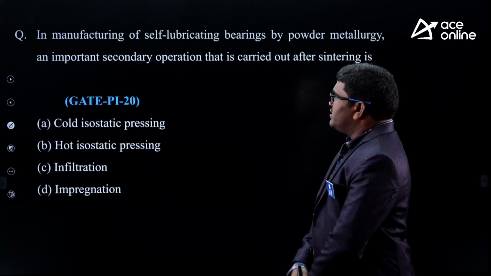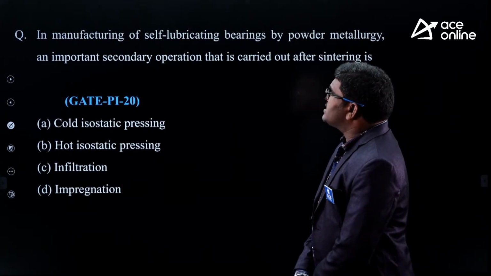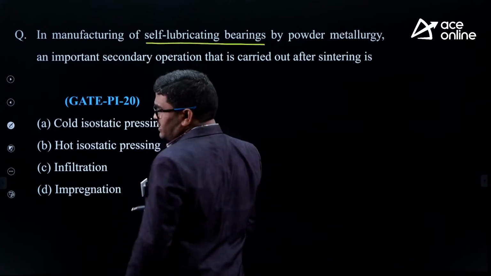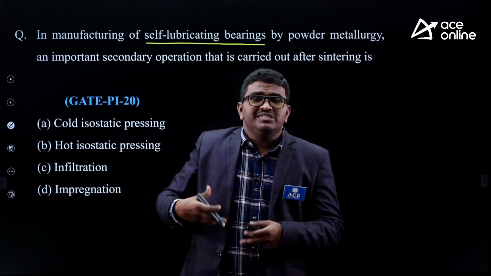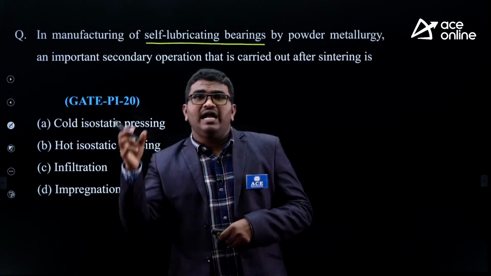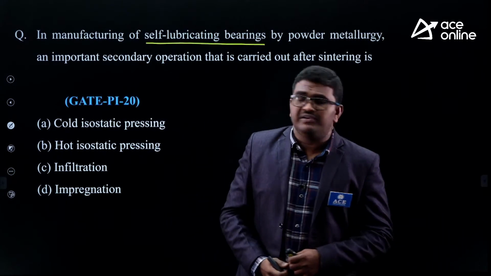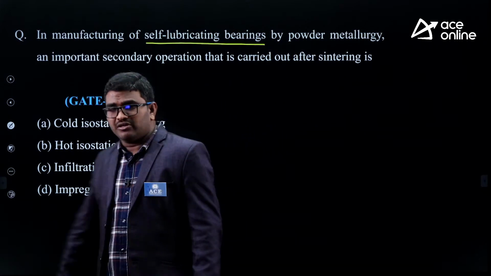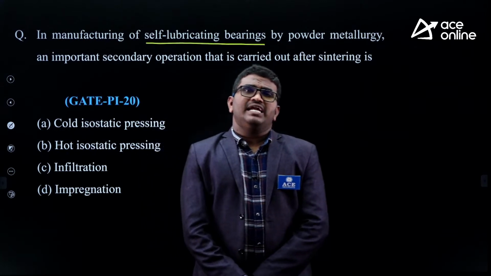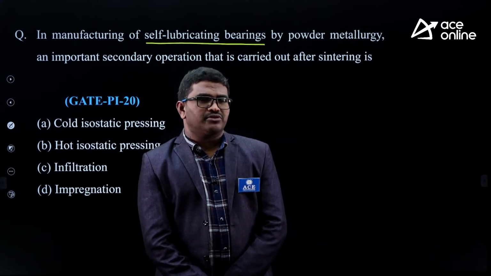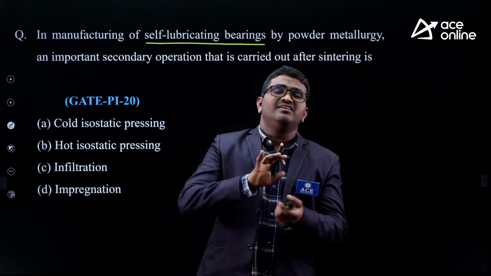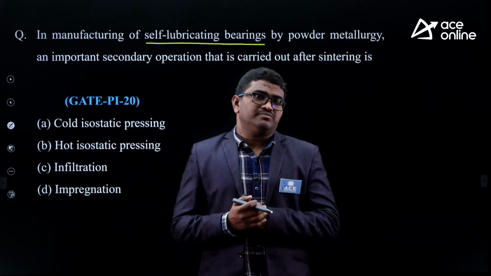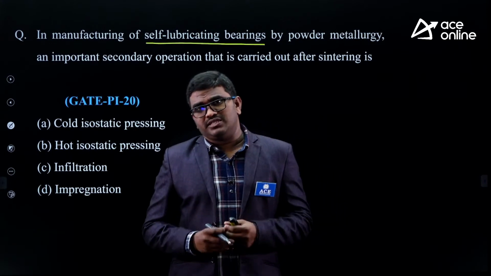Now the next question, actually it is from powder metallurgy. In manufacturing of self-lubricating bearings, self-lubricating bearings means the bearing will continue supplying lubricant. No need to add lubricant externally every 2 days, 3 days or 1 week. By powder metallurgy, an important secondary operation that is carried out after sintering. Now listen carefully. The main drawback of powder metallurgy process is porosity. Pores on the surface or inside the workpiece material, because we are making components from the powders of different materials, so there must be some porosity.